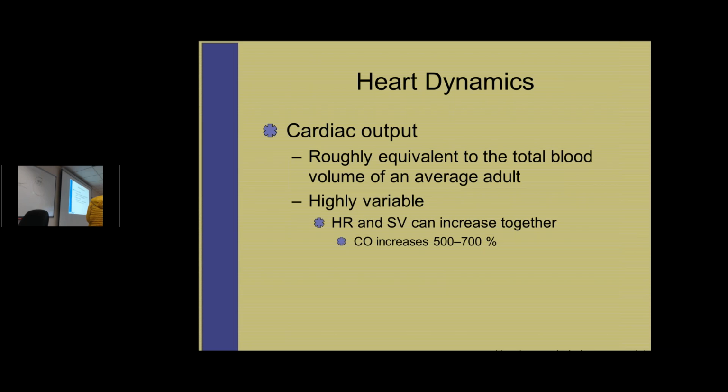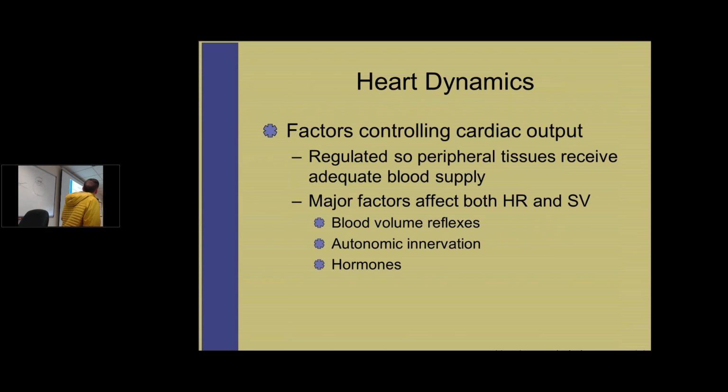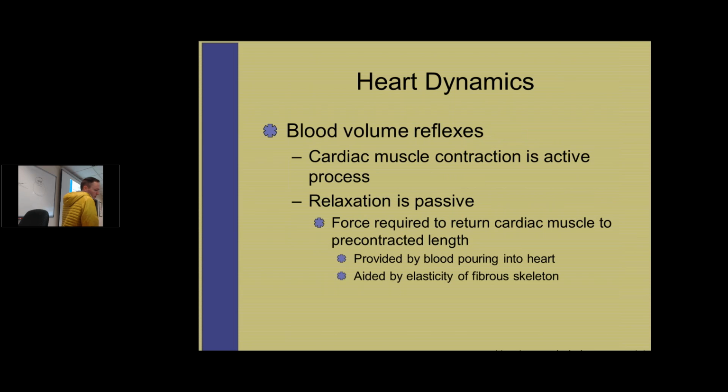So yeah, this is what I'm talking about. It's variable because heart rate and stroke volume can increase or decrease because of certain situations. And your cardiac output can increase to up to 500 to 700 percent of its normal, depending on the situation. Major factors affecting heart rate and stroke volume are blood volume reflexes, and we'll talk about that; the autonomic innervation, so sympathetic and parasympathetic systems, telling you how fast and how hard to contract; and then hormones can affect it as well.